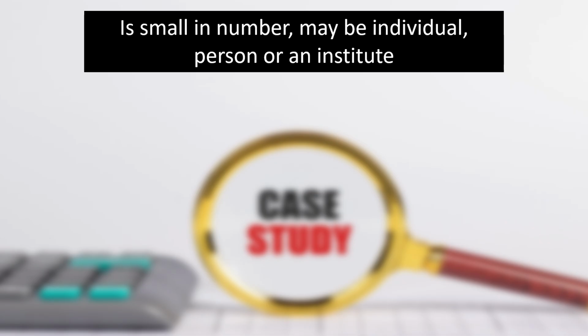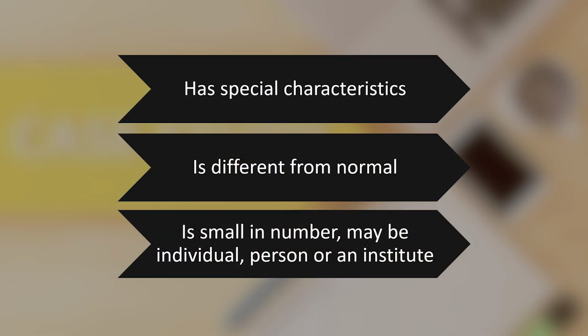So in a classroom scenario, what we can say is that a case has special characteristics, it is different from the normal, and it is small in number, right? And it may be an individual in a classroom, a person, or an institute. So I think students are well aware of the attributes of a case, and this will help you in identification of cases in your classroom.